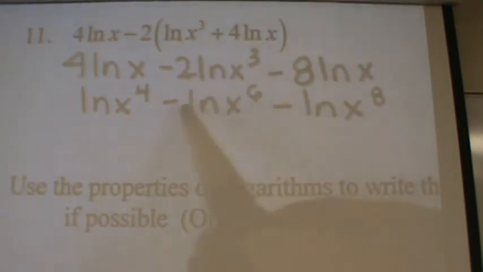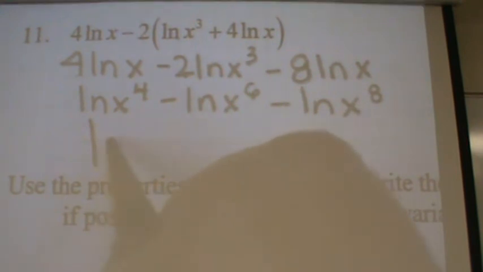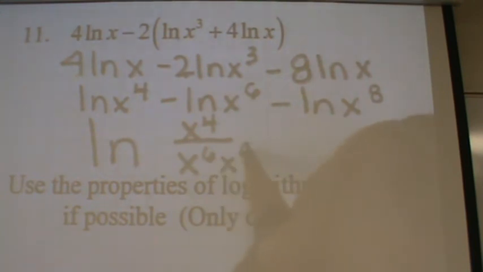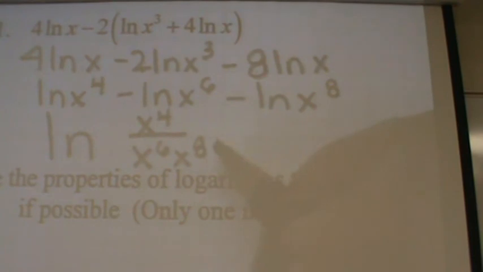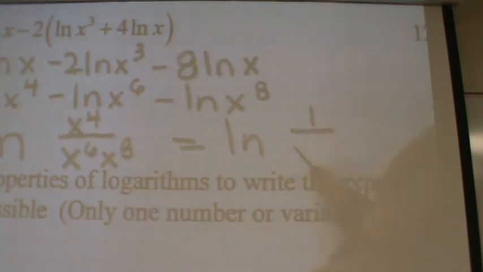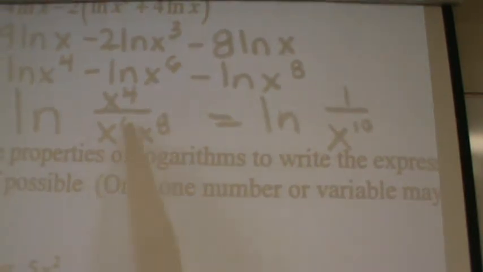Now, we've got 2 subtractions, so these 2 are going to go where? In the denominator. So how would you condense this? Ln, the x to the 4th stays on top, and the 6th and the 8th go on the bottom. But can you simplify this anymore? 4 of these x's cancel with 4, so the best answer would be 1 over x to the 10th power, if you simplified it. Because you have 14 x's down here.